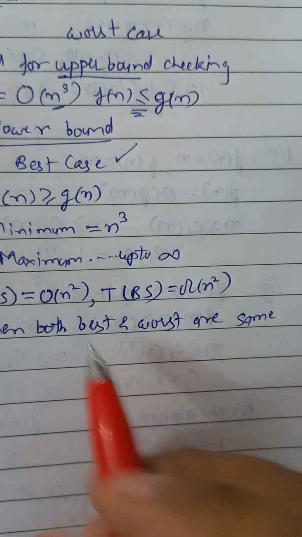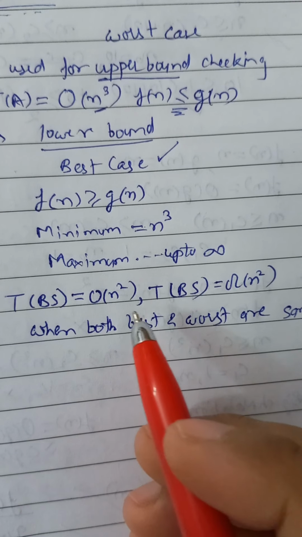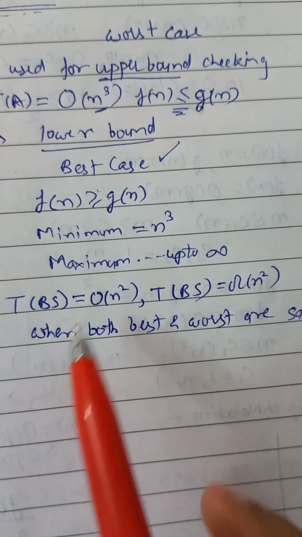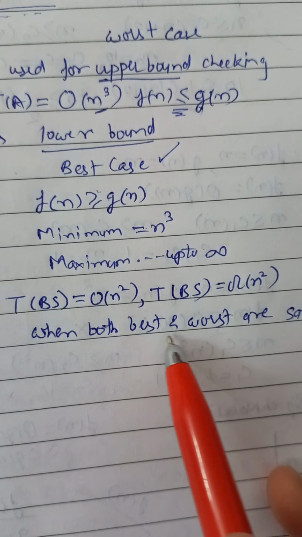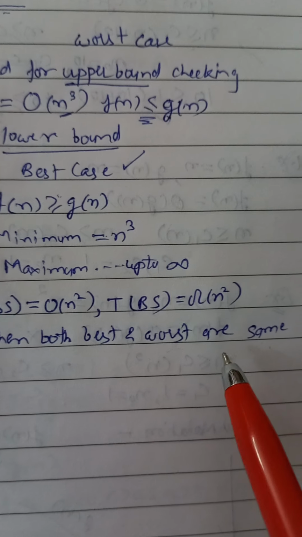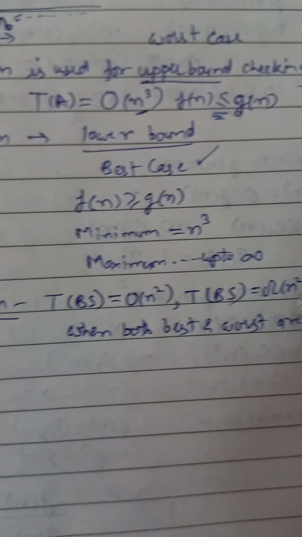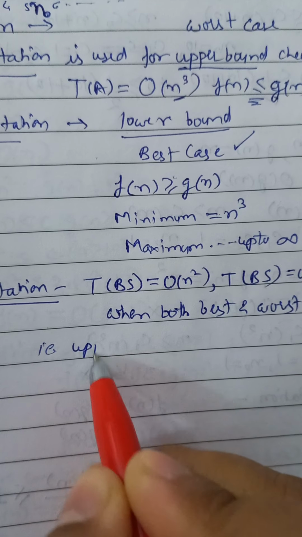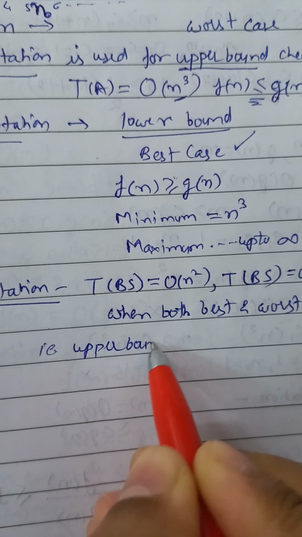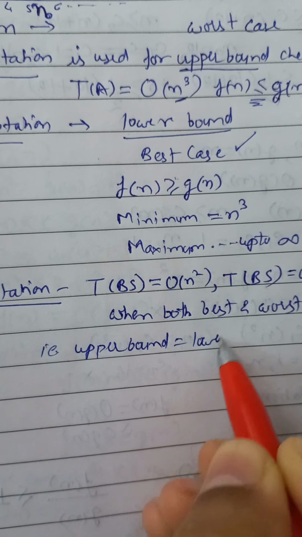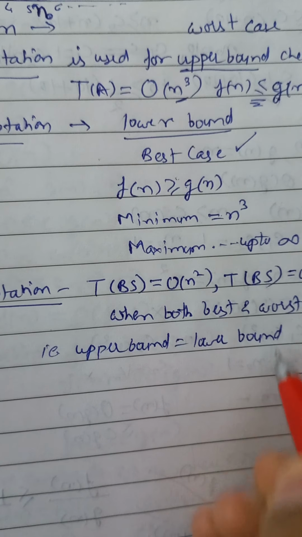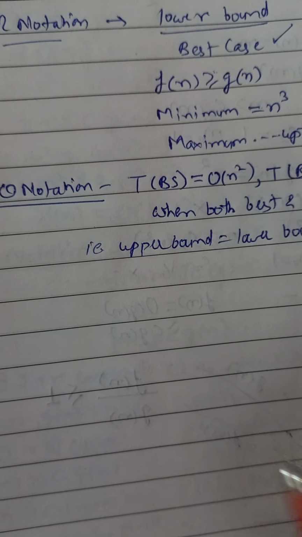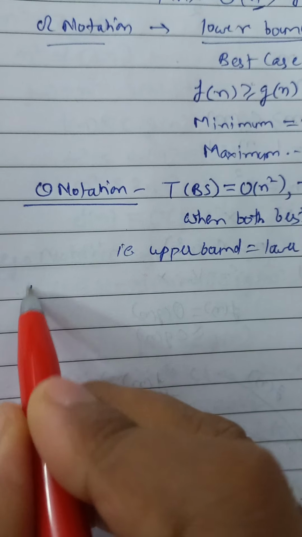Because we have to fulfill both the conditions in theta notation, as we know. Both the conditions we have to fulfill. That's why when both best and worst are the same, then it comes under theta notation. Or we can say that upper bound is equal to lower bound. Upper bound is equal to lower bound. So now move to the next.